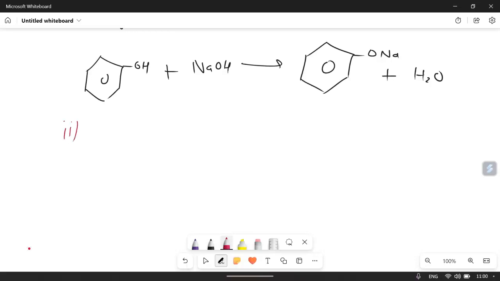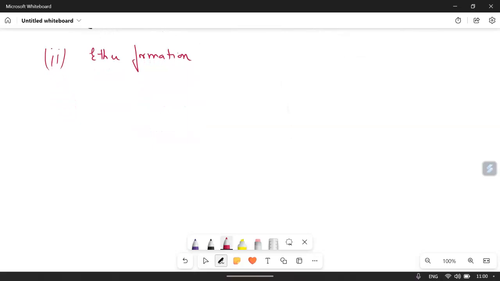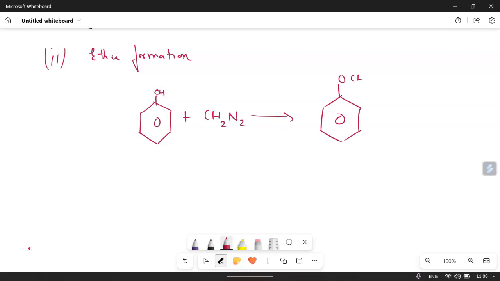The second reaction which we are going to discuss is ether formation. In this reaction, the phenol is treated with CH2N2, and it will give OCH3, that is anisole, plus N2. Okay, so this CH2 will attach to this.